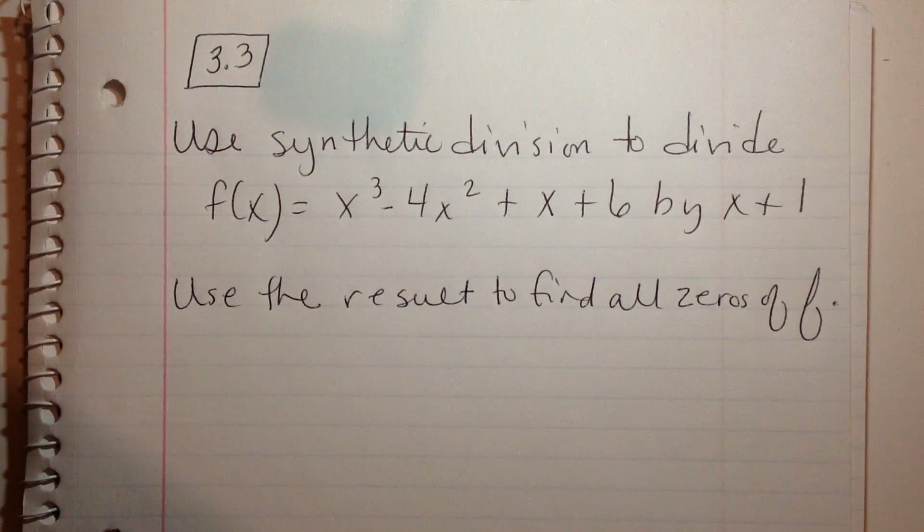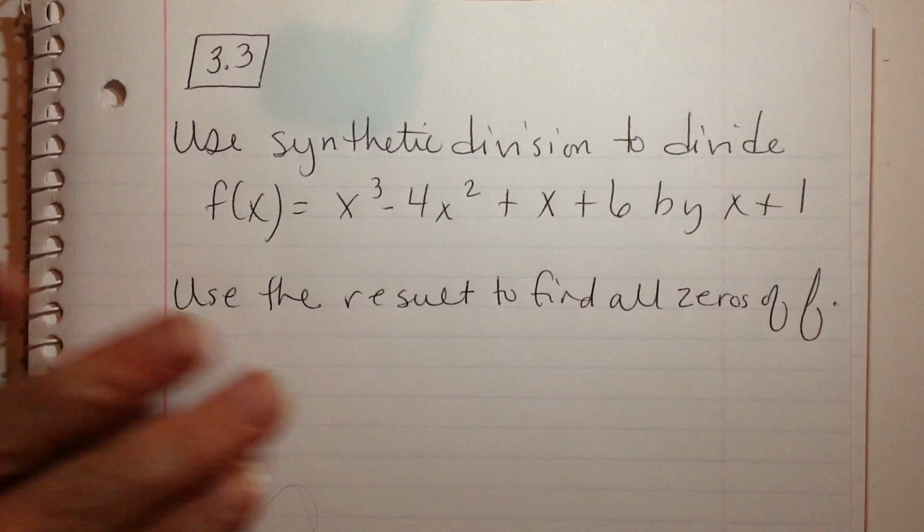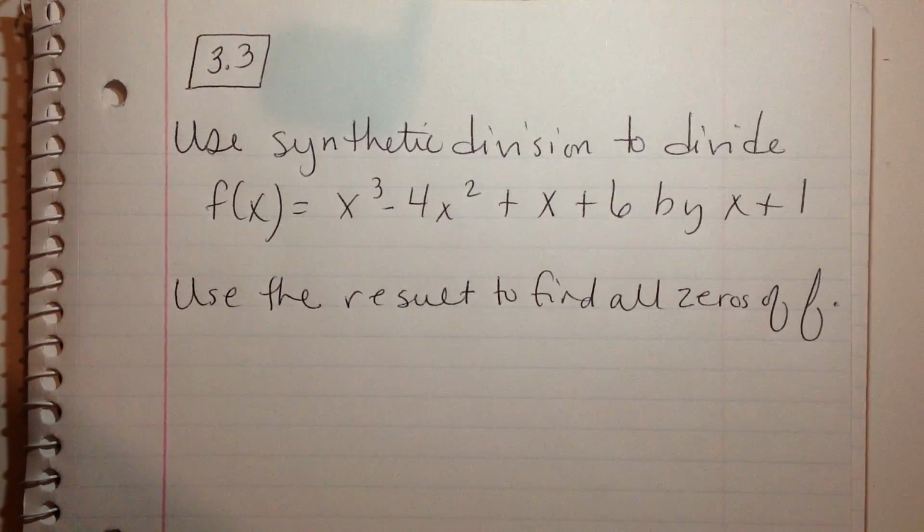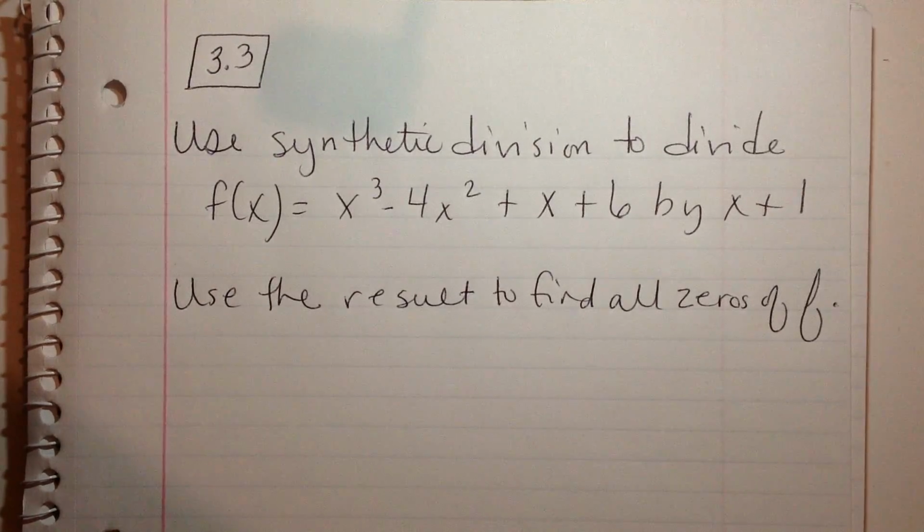Use synthetic division to divide. f(x) = x cubed minus 4x squared plus x plus 6 by x plus 1. Use the results to find all the zeros of f.